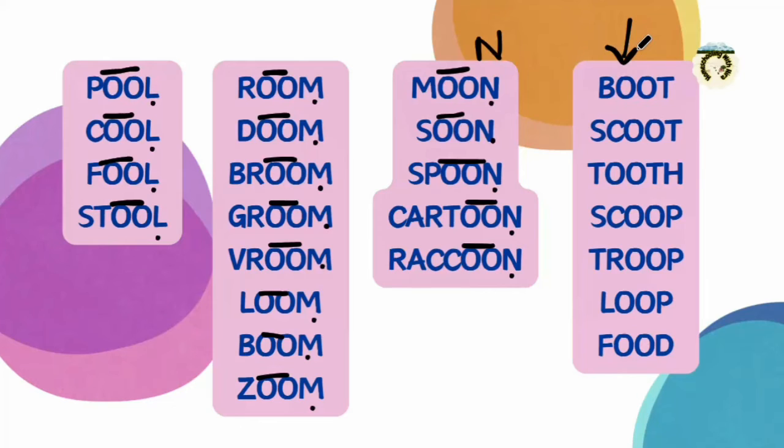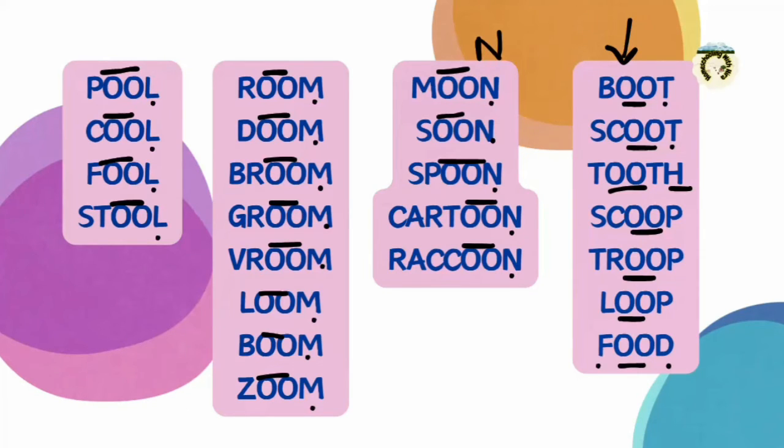In the last column, we have some common words. They are not following a pattern, but since they are common, we can list them as well. For example, boot, scoot, tooth, scoop, troop, loop, and food. So what you can do, you can make a list of these words and read them in a flow. Since they are rhyming words, it will get easier for kids to memorize them.